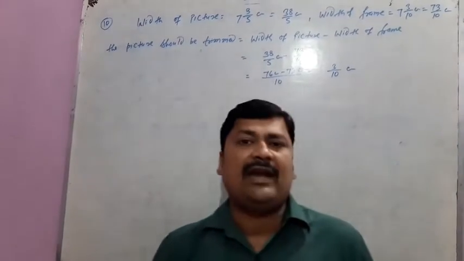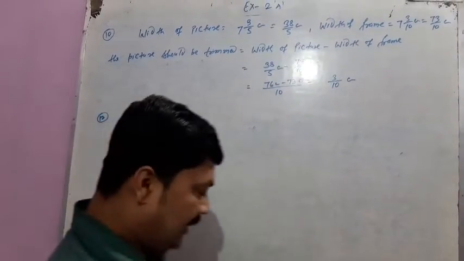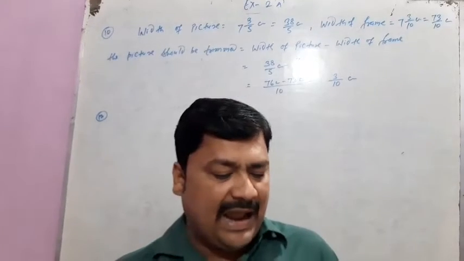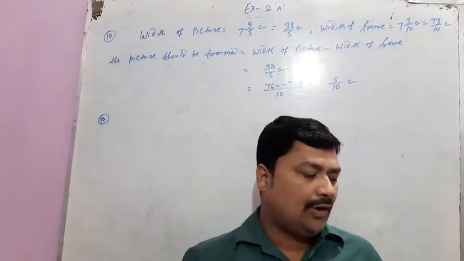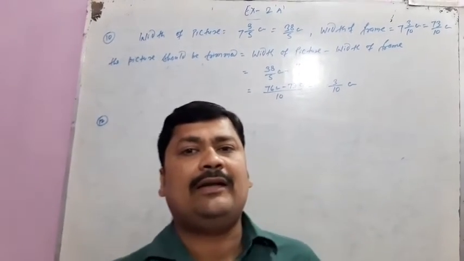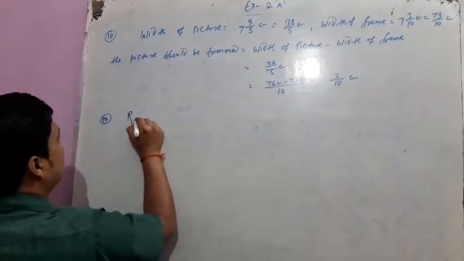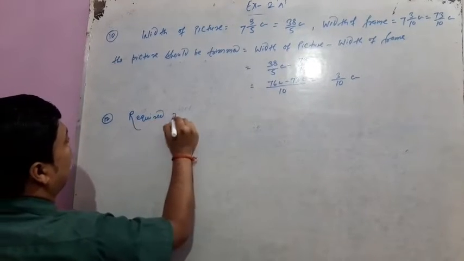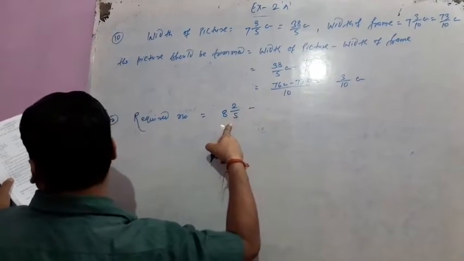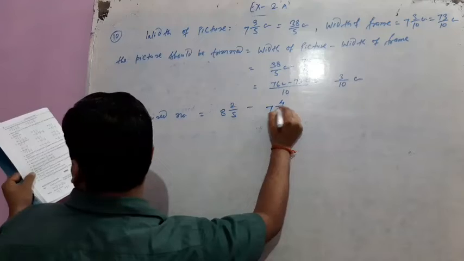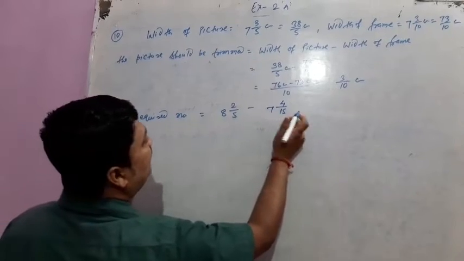Now question number 11 and 12 both are same. So we look here at question number 12. In question number 12, what should be added to 7 whole 4 by 15 to get 8 whole 2 by 5? For that, whatever number we have to get, from that number we have to subtract the given number. Required number equals 8 whole 2 by 5 that we have to get, and the number given which we have to add is 7 whole 4 by 15. So from the getting number we have to subtract the given number.